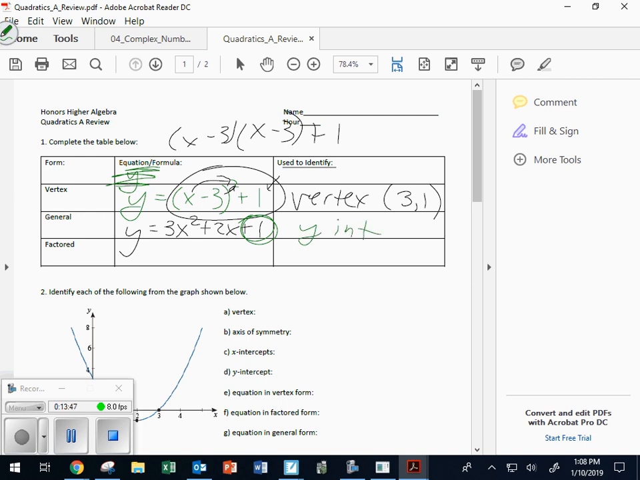It looks like this. That's factored form. What are they good for? The roots, the zeros, the x-intercepts, the solutions. That's the main thing it's good for. X-int, which is also known as roots, zeros, solutions.